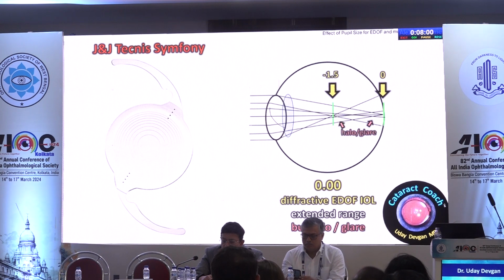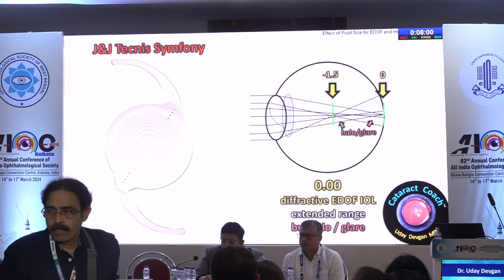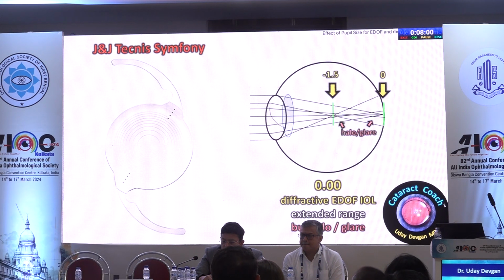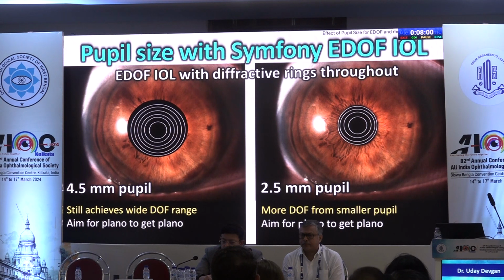Now the Symphony is another good lens. That has rings in it, diffractive EDOF lenses, about the same 1.5 diopter range, but it's accomplished through diffractive rings. And all these rings here, it's not pupil dependent so much, because no matter what, you're getting light going through all of these rings here. And these ones, you can aim for plano to get plano. So with the Symphony lens, which has probably the worst dysphotopsias, however, I don't think you need to change anything depending on pupil size, including your refractive outcomes.